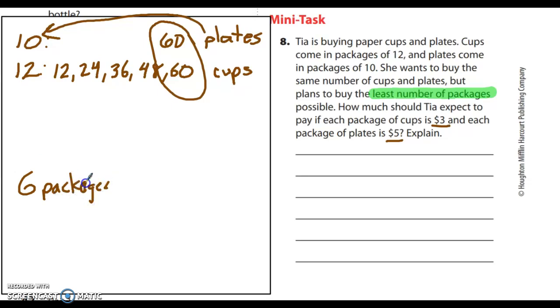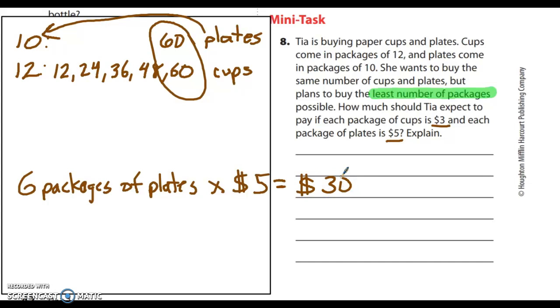of plates, and I think I spelled that wrong. And it says in the directions that the packages of plates cost $5. So she spent $30 on plates. $5 per package times 6 packages. She spent $30 on plates.